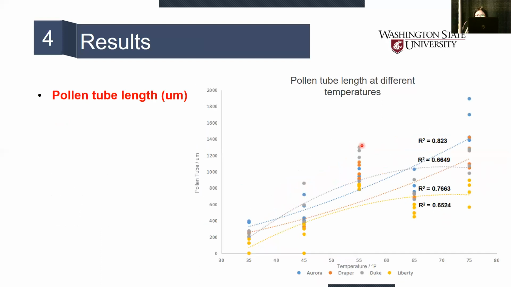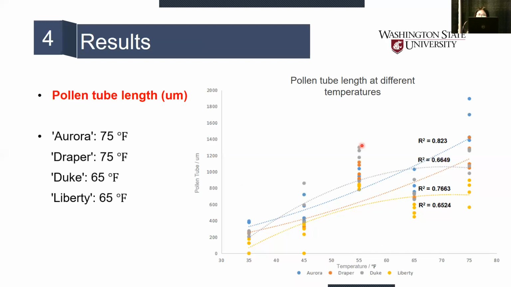And now let's check the pollen tube length at different temperatures. The pollen tube length unit is micrometer, and the result is 75 Fahrenheit for Aurora, 75 Fahrenheit for Draper, and 65 Fahrenheit for Duke and Liberty.